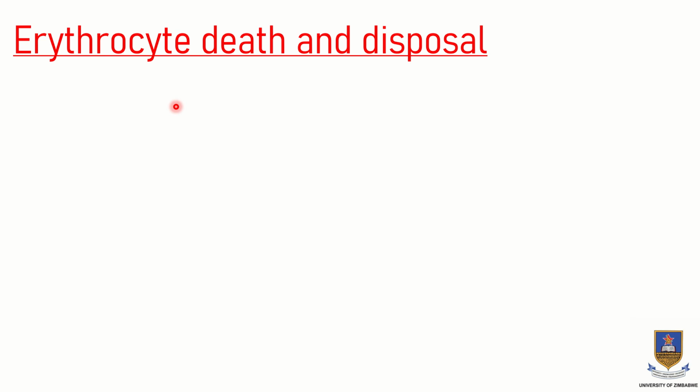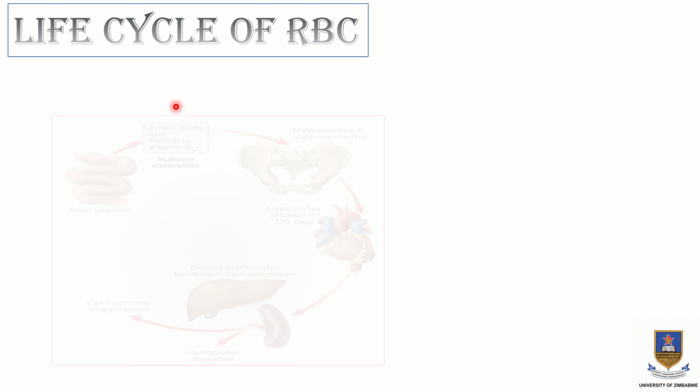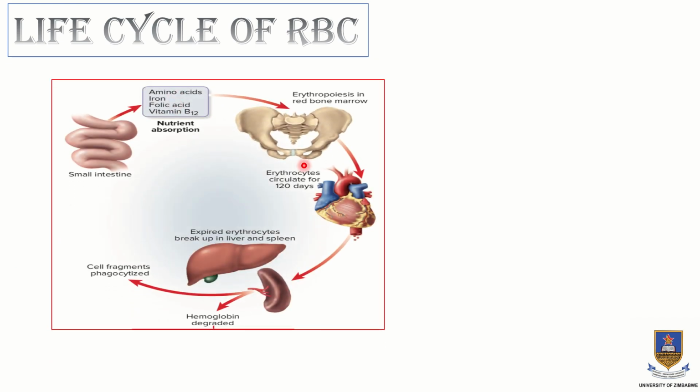Alright, so last time we talked about the maturation of red blood cells and the significance of folic acid and vitamin B12. In this video, we're going to talk about erythrocyte death and disposal, iron metabolism, and jaundice.